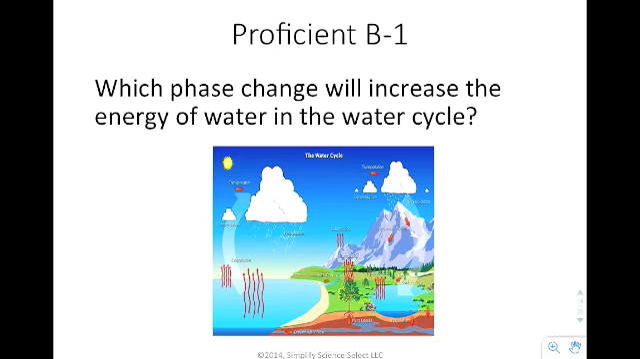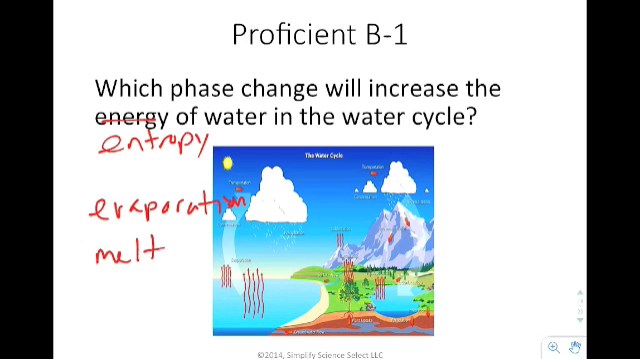So Proficient 1 says which phase change will increase the entropy of water in the water cycle. Okay, so as it increases the entropy of water, evaporation is the first obvious one because that's the one that goes to gas, and also whenever you melt. Those are the two that actually increase the entropy of a particular cycle.